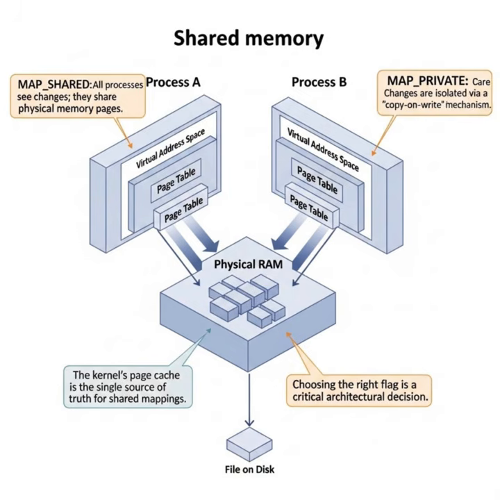This distinction is critical for designing robust systems. Are you building a high-performance IPC mechanism where processes need shared state? Use MAP_SHARED. Are you loading a shared library where each process needs its own pristine, unchangeable view? MAP_PRIVATE is your answer.